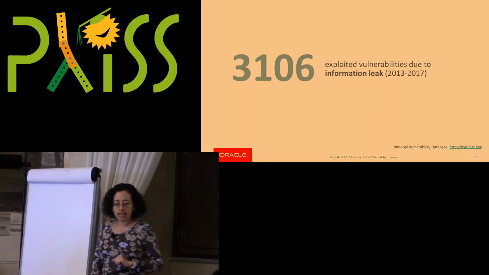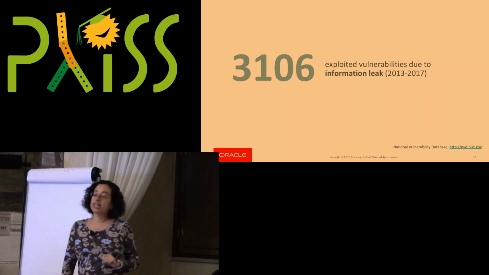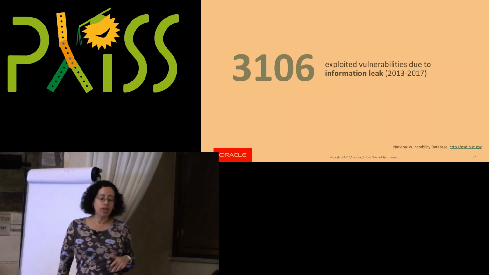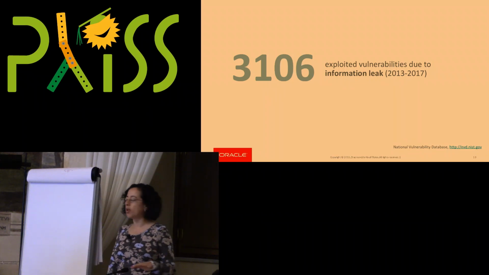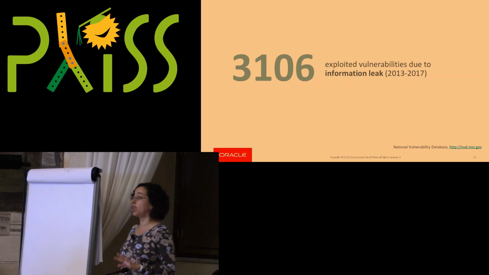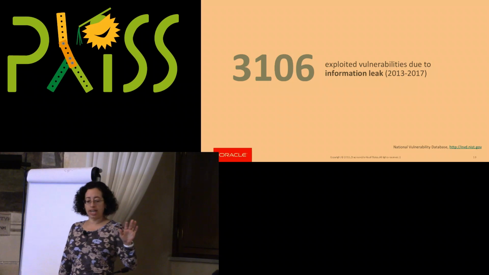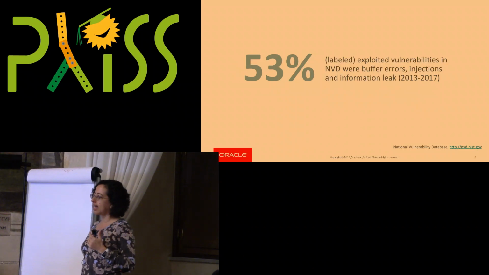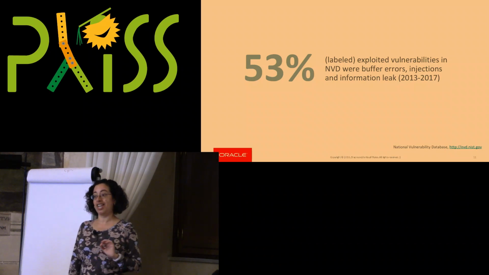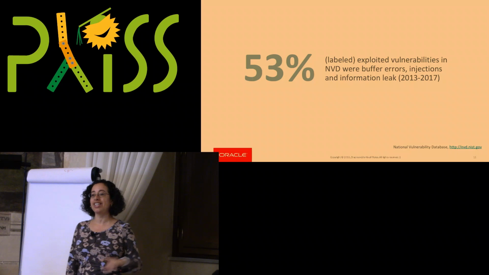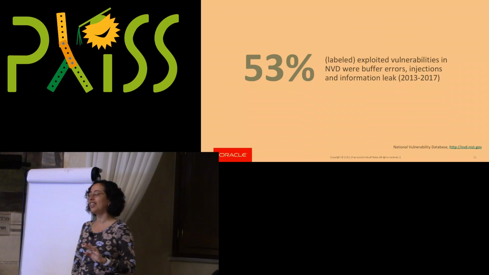And then when you look at number 4 in this data set, you find that information leak has risen up to 3,106 exploited vulnerabilities. So that equates to 1.7 new exploited issues on a day-by-day basis, right? And if you look at those 3 different areas, what you realize is that 53% of all of the exploited vulnerabilities that are reported in the National Vulnerability Database relate to these 3 areas, 53%. So that's more than half, right?